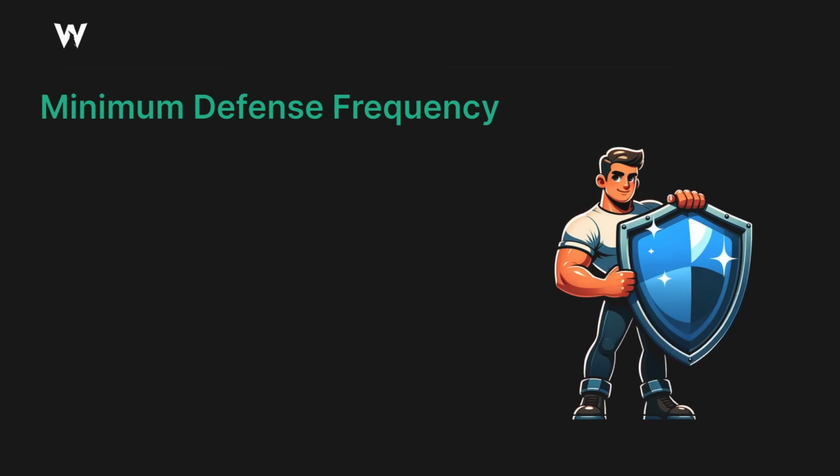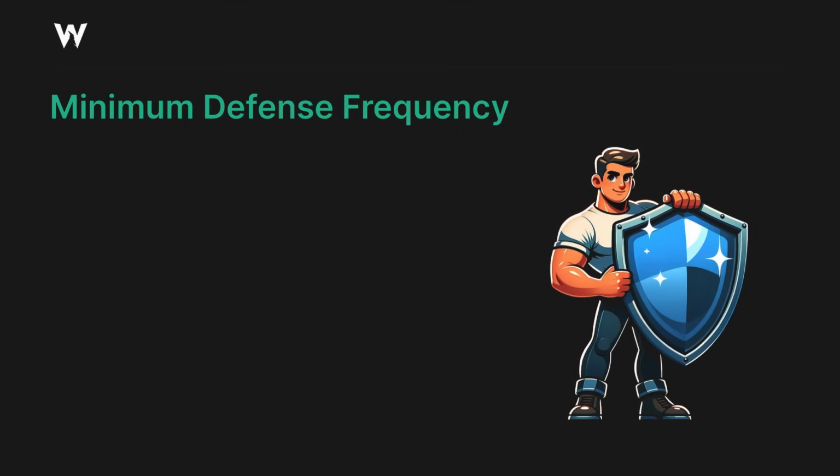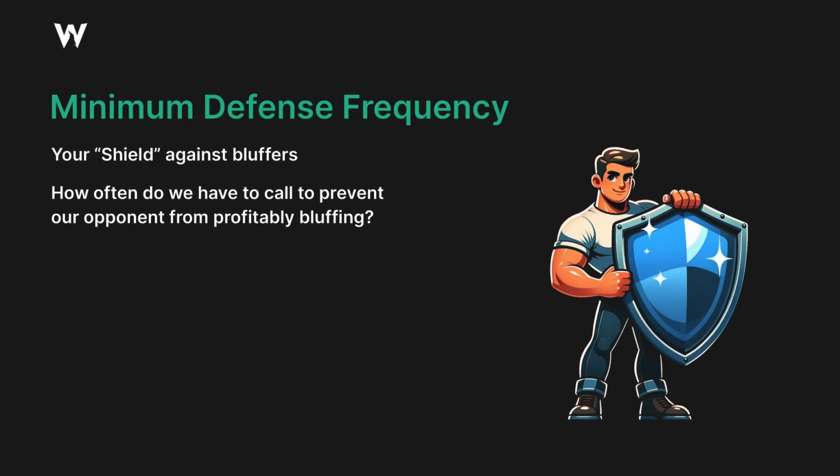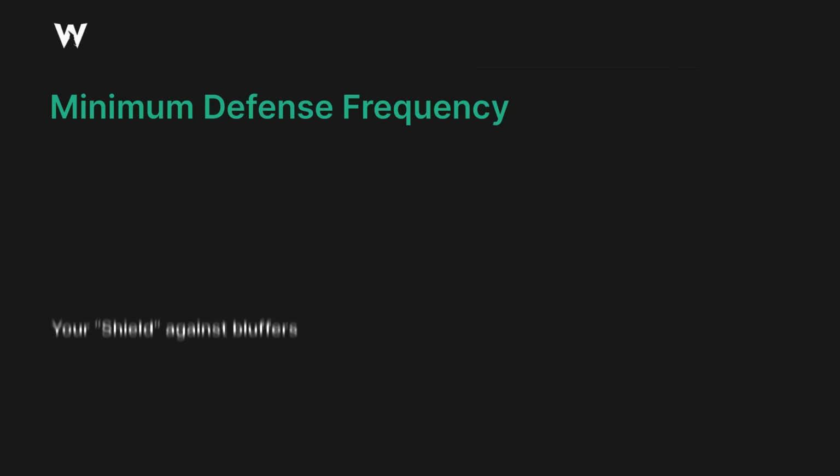Let's talk about minimum defense frequency. MDF is your shield against bluffers. It's how you prevent people from running you over and exploiting you by over bluffing. So, how often do we have to call to prevent our opponent from profitably bluffing? Well, wait, isn't this what we just calculated? It is. MDF is just 1 minus alpha, and alpha is just 1 minus MDF.